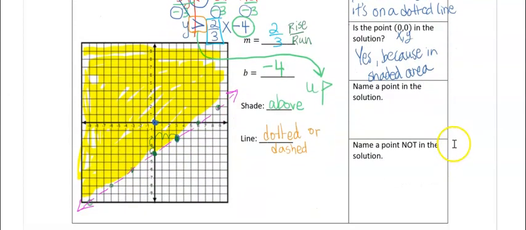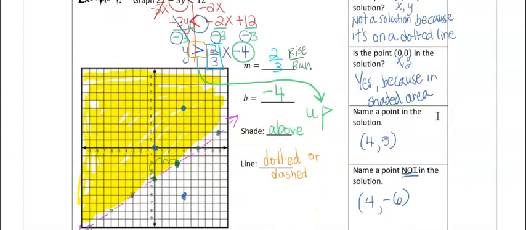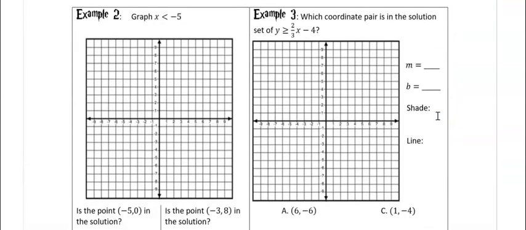They say name a point in the solution. So let's find any random point in the shaded area, right? I'll pick here. So that point right there is 4, 5. And then they say name a point not in the solution. So I'm just going to pick a point that's not in the shaded area. So right here. So that's 4, -6. Okay. And that'll be it for example 1. Let's move on to example 2.